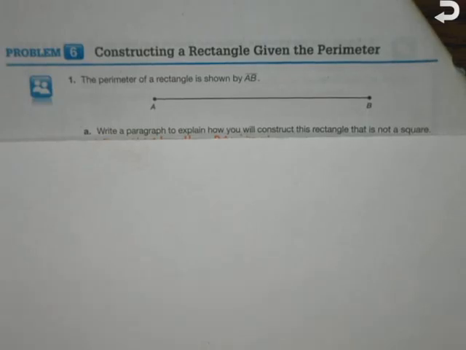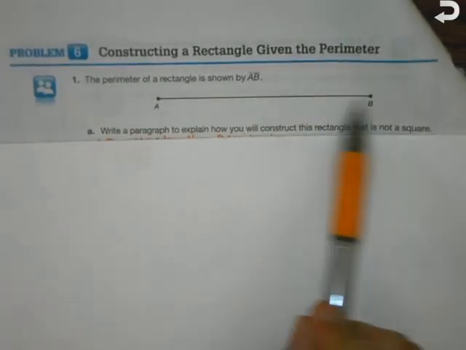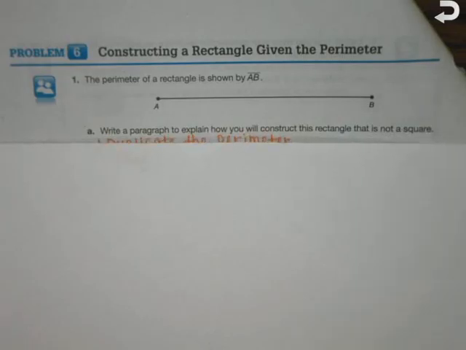Okay, problem 6, very last one. We are going to construct a rectangle using a given perimeter. So it's the same idea. I'm going to give you the entire perimeter. Now we want to construct a rectangle, which means we're going to need to break up that perimeter into 4 lengths. However, are all sides of a rectangle equal?